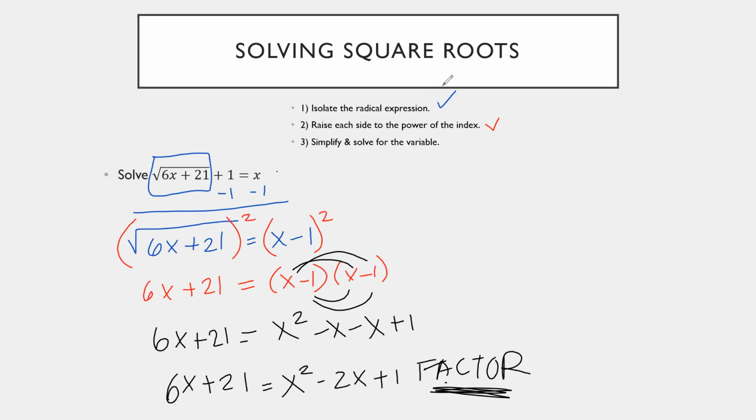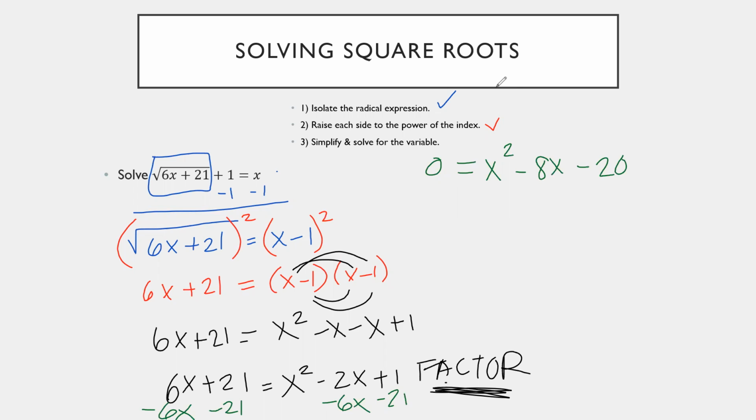Factor it. So in order to factor it, I'm going to move everything to one side. I'm going to subtract 6x from both sides, and I'm going to subtract 21 from both sides. If I do that, my resulting equation is going to be 0 on the left, x squared minus 8x minus 20 on the right. Negative 21 plus 1 is negative 20.